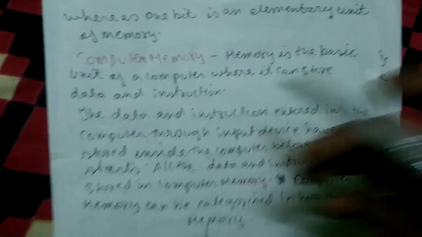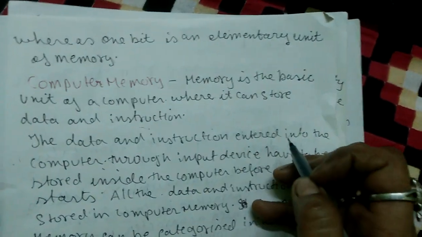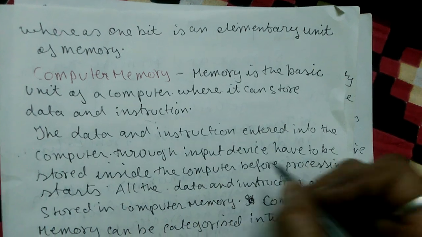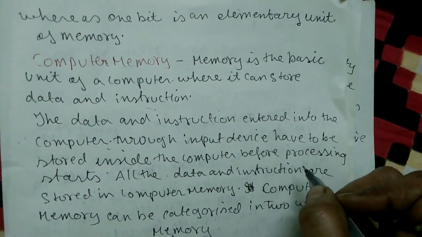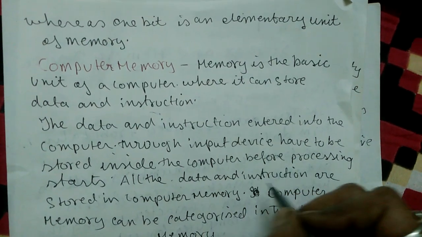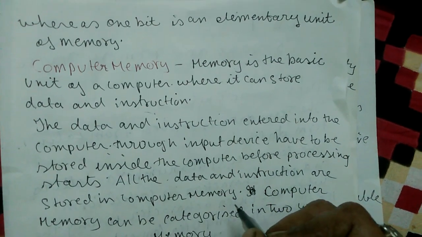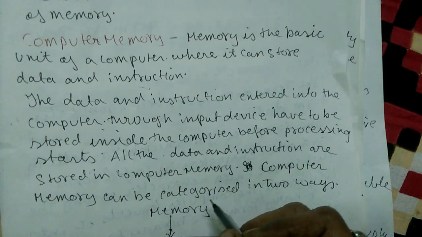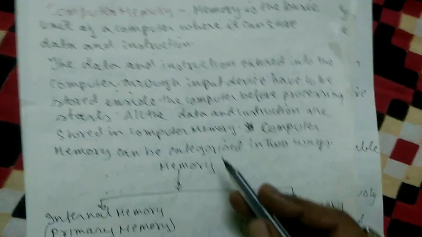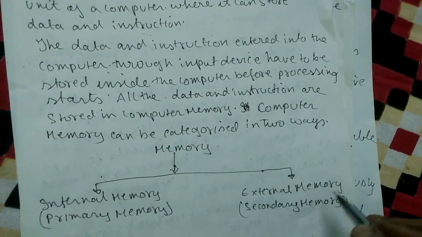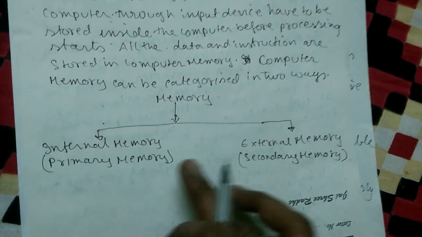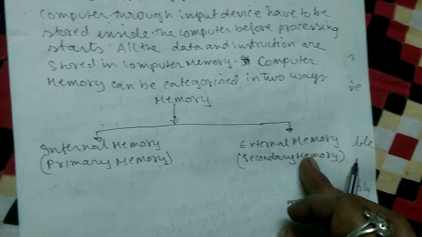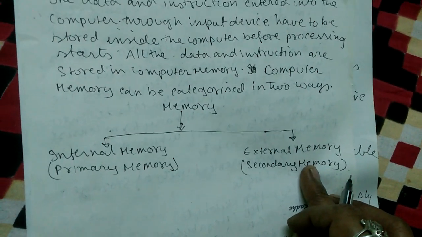Next, data and instructions entered into the computer through an input device have to be stored inside the computer before processing starts. All the data and instructions are stored in computer memory. Computer memory can be categorized into two, that is internal memory and external memory. Internal memory is also called as primary memory and external memory is also called as secondary memory.